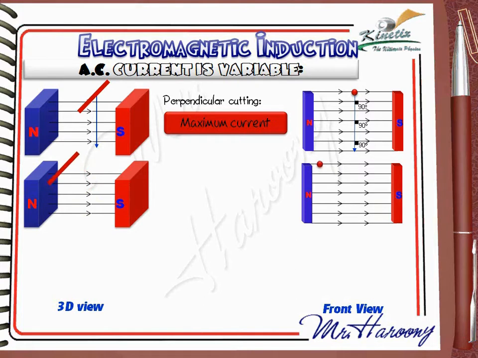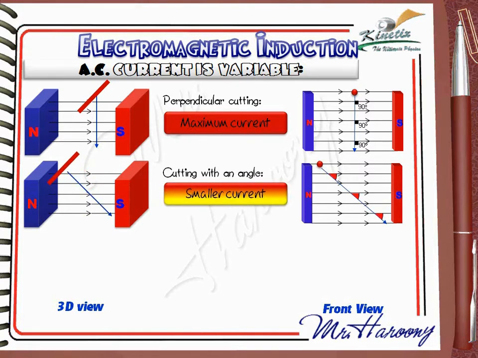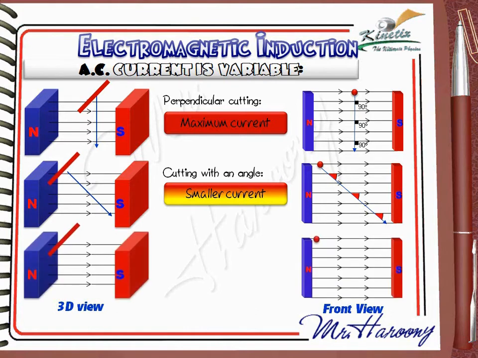This cutting with an angle will give a smaller current than previous. In this condition, the speed of cutting is the same. This is because the rate of cutting of the magnetic field lines with the wire is less. In the third example, the wire will move parallel to the magnetic field lines. In this case, there will be no cutting at all, and hence no current is produced. A type of motion which is named parallel motion will give zero current.